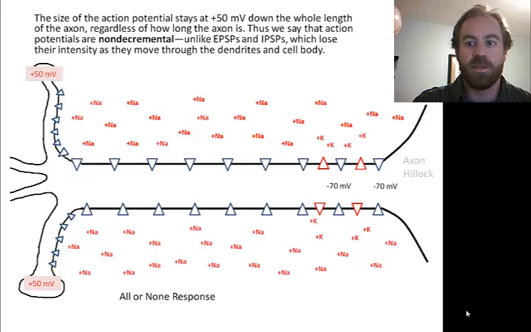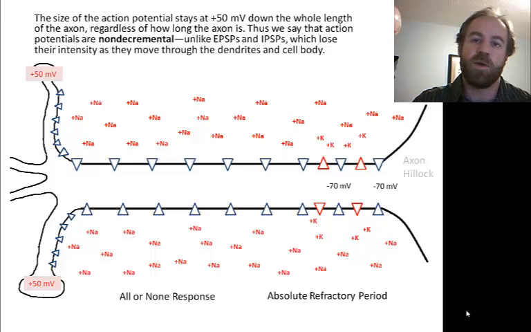The entire process, from the time the sodium channels open until the potassium channels close, is approximately 1 millisecond, 1,000th of a second. During this time, another action potential cannot be initiated at the axon hillock, and thus this duration is referred to as the absolute refractory period. This puts a limit on the firing rate of a neuron to about 1,000 times per second.